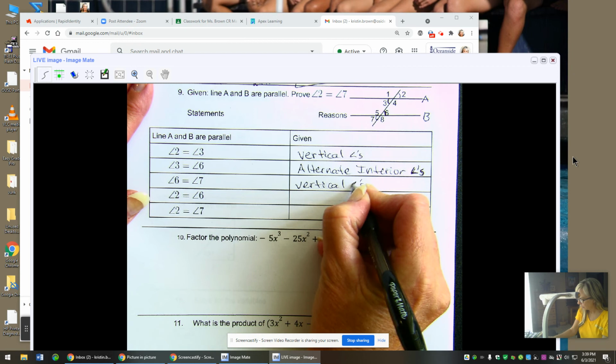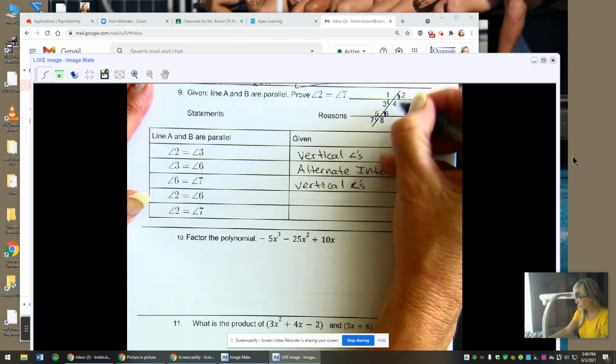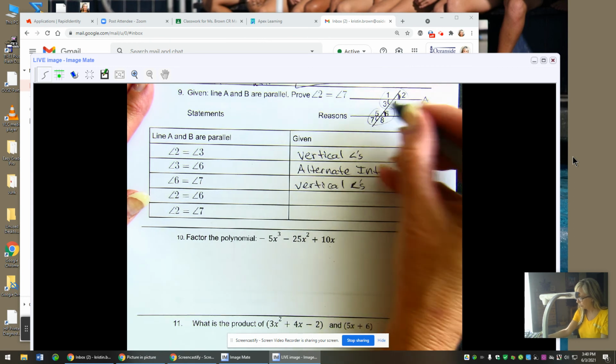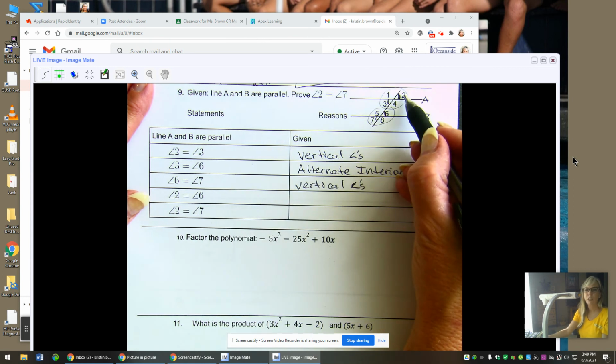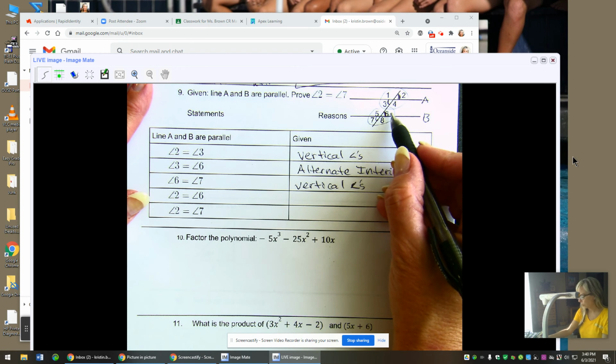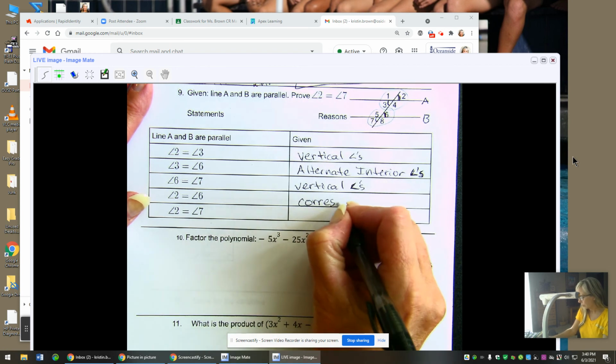Oops. And 2 is equal to 6. Okay, 2 and 6, how do I know that's true? Those are in the same spot. If I just look at that intersection and that intersection, 2 is kind of in the top right corner, you could say. 6 is also in the top right corner. When they're in the same spot, we say they're corresponding.